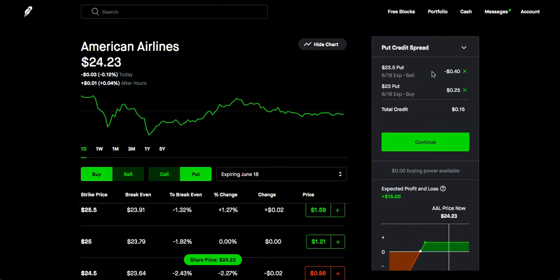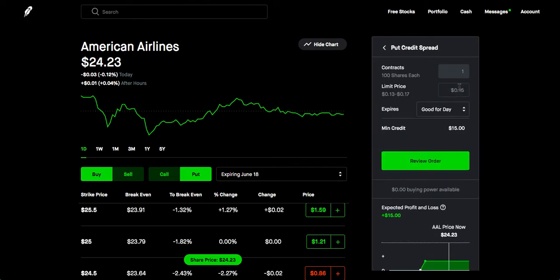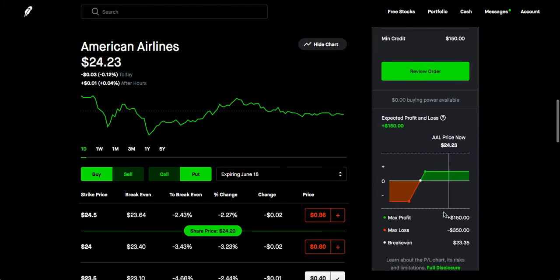Now, we can do a lot more than that. Obviously, we can click this and we can do 10 of them, which is probably what I would do. We would risk $350 to make $150. Now, how do we make profit? How do we lose money? Now, if American Airlines stock stays exactly where it is at $24.23, we make full $150 profit. If American Airlines drops down to $23.50, we still make full $150 profit.